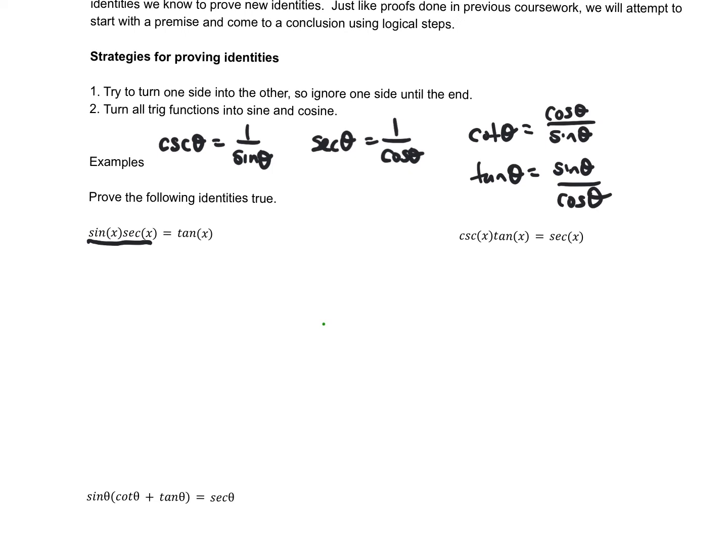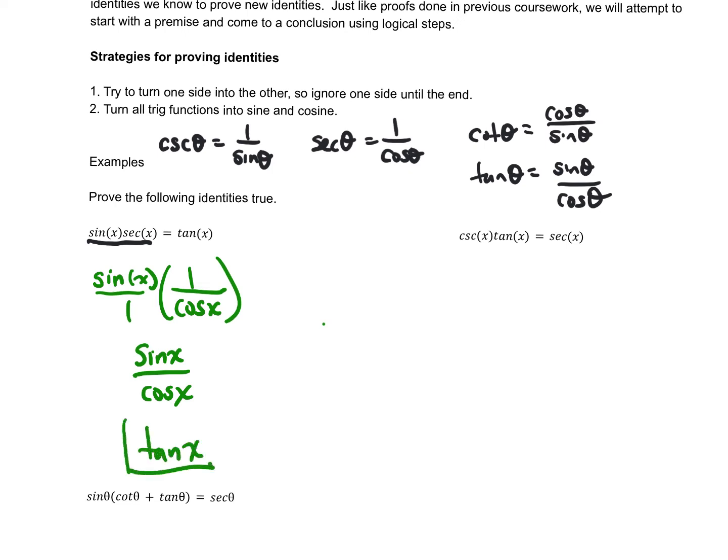So let's go ahead and take a look at sine secant equals tangent. This one's a pretty straightforward one. If I turn everything to sine and cosine, well, sine doesn't change, it's sine. And secant is 1 over cosine. Now remember, when you multiply fractions, you can consider this sine over 1, or just sine. We multiply straight across. So this will give us sine x over cosine x. Well, we know sine x over cosine x is tangent x, which is exactly what I'm trying to prove. So as long as you turn one side into the other side, that is considered our trigonometric proof that we have proved this identity to be true.